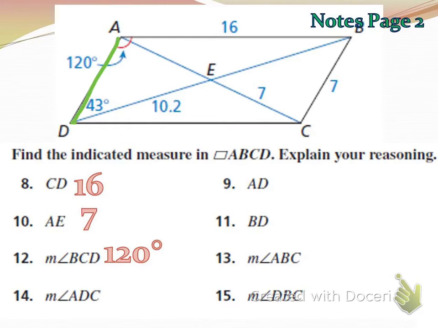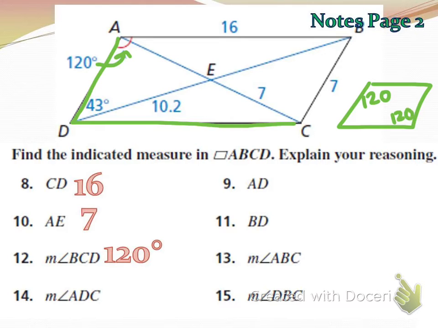ADC. So a lot of people think it's 43, but if you look, do you see how 120 is pointing to that arc? That shows that that's the whole angle, but 43 is only this part of ADC. So you need to use one of the original properties. If this angle is 120 and this angle is 120, what is ADC going to be, which is this angle? 60.